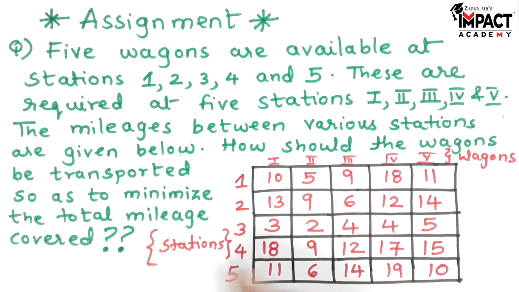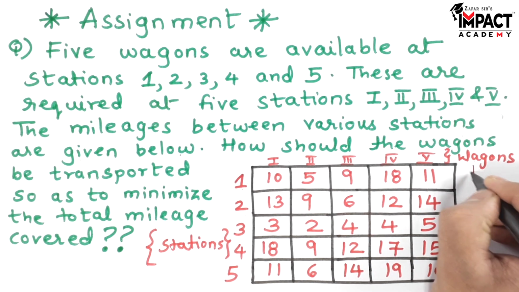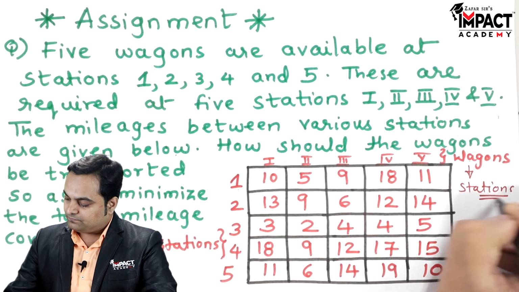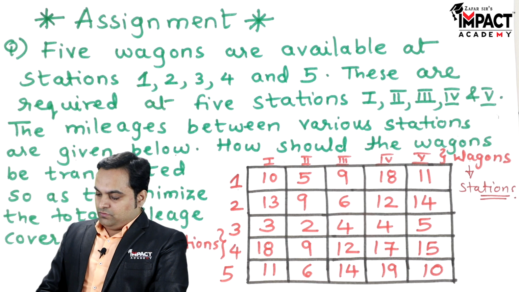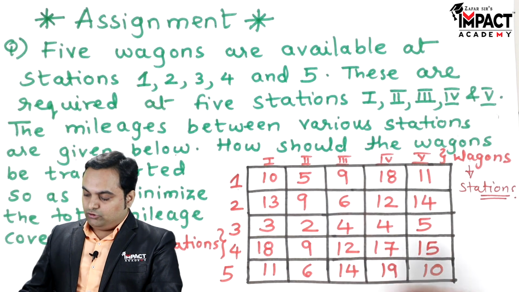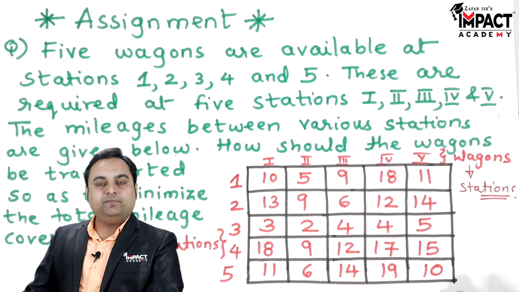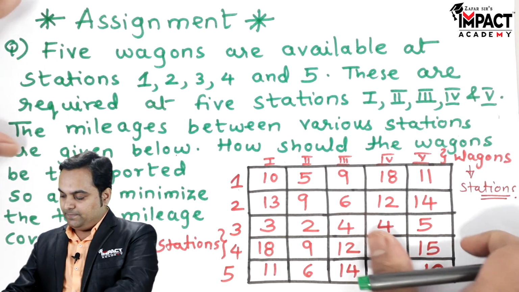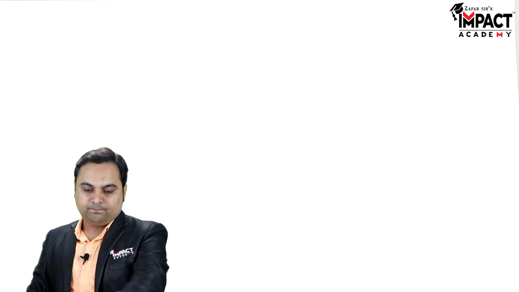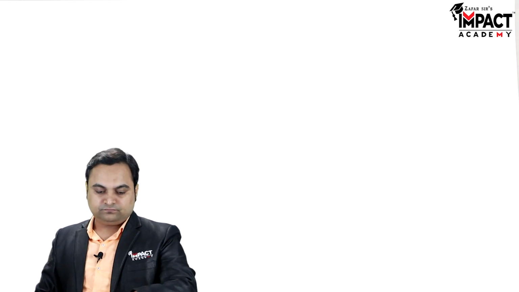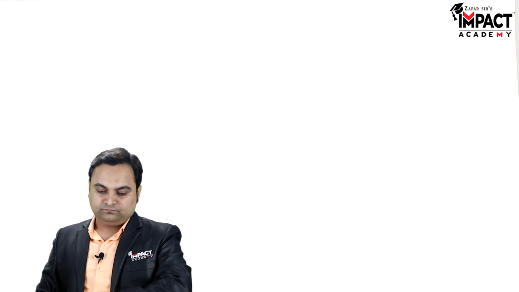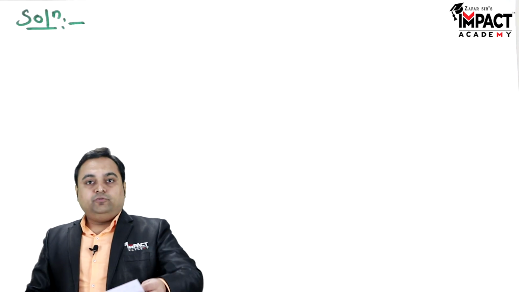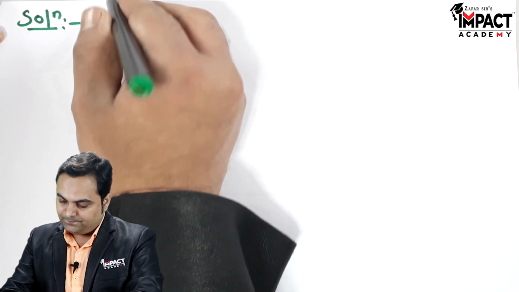So the stations, and these are wagons which are to be also transferred to some stations. So the 5 wagons are to be transferred and we have to minimize the cost. So let's get started with the problem into the solution part. I would be drawing the table again.